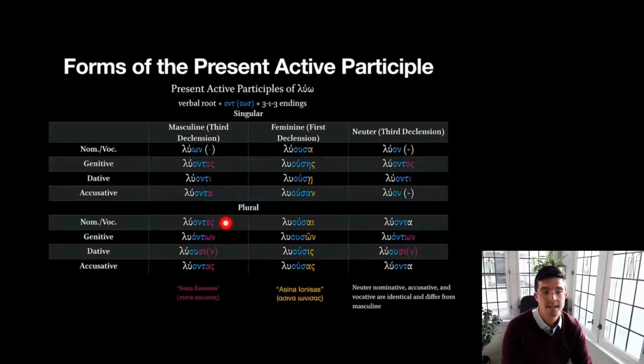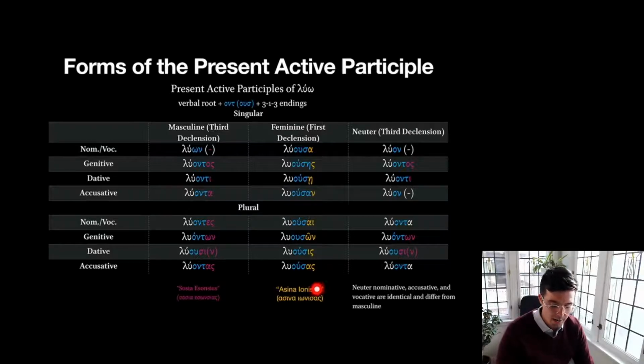Otherwise, this will look really familiar to you. And if you know those third declension endings well, then recognizing the case, gender, and number of participles is going to be a total breeze. You're going to have no problem with it. And the other way that you're going to be able to recognize the case, gender, and number is by what? Yes, of course, those definite article paradigms you've learned so well.